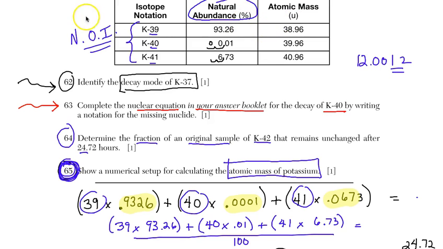So what I should have put here, as I got ahead of myself, is use the actual atomic mass that they give for each of these. So in truth, I should change my 39 to 38.96. This should be 39.96 times this, and this should be 40.96 times here. And same thing with these values as well. So I don't know how they would take that.